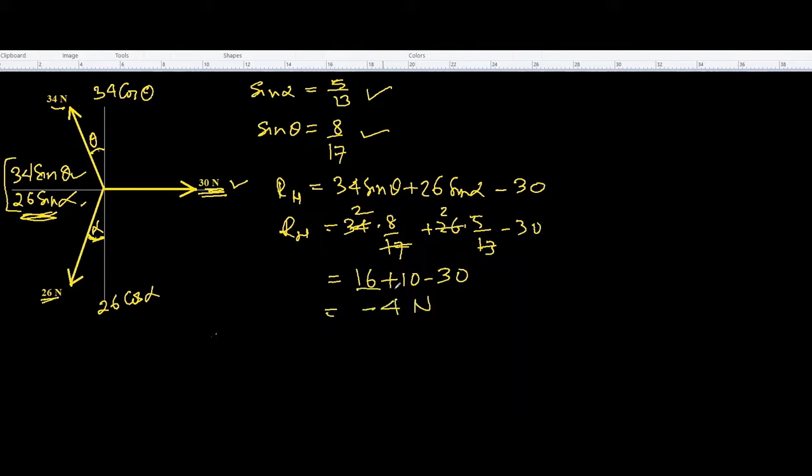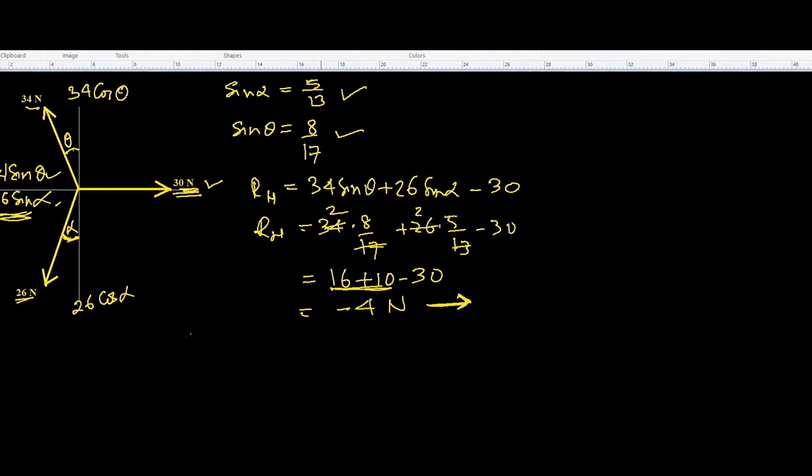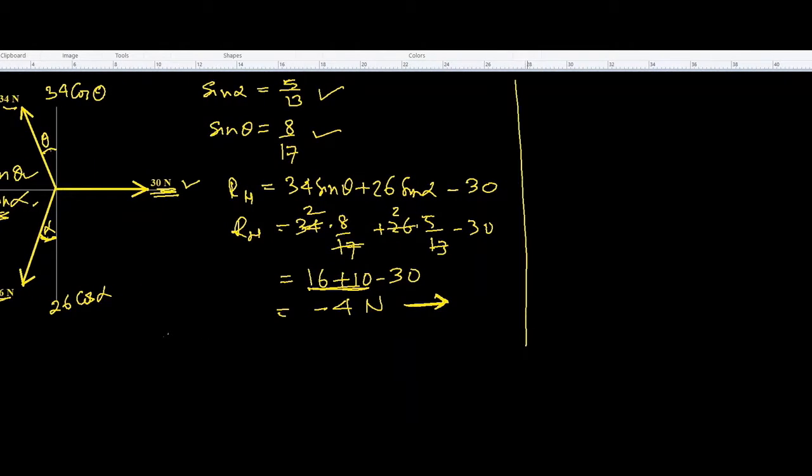That means these two components together are still less than 30. And that means the resultant will be in the right direction. This is very important to notice. Let's talk about the vertical components. The resultant in the vertical direction will be 34 cos theta minus 26 cos alpha.